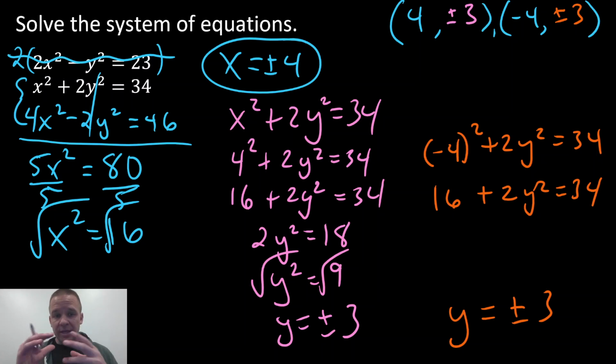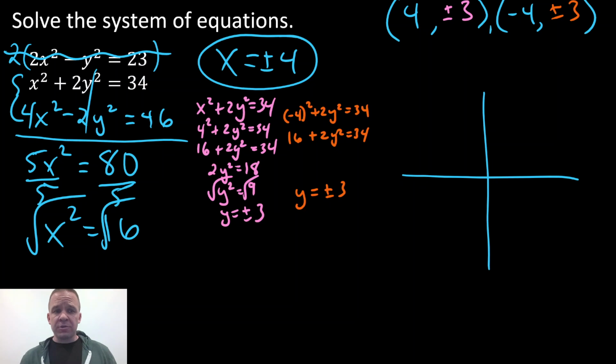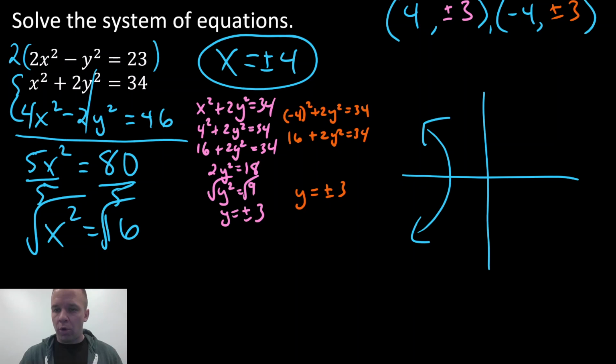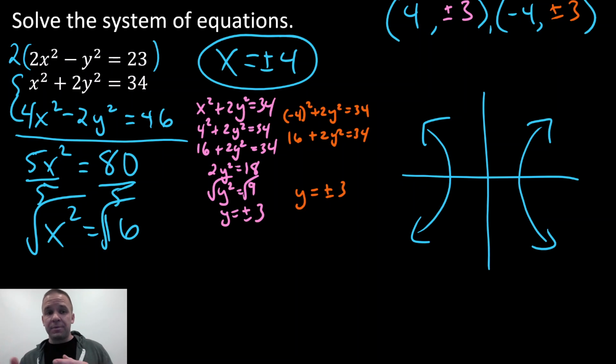I think it'd be helpful to take a look at what the general sketch of the graph would be. Now, the first graph there we said is a hyperbola, right? It's opening left and right because it has a positive x squared. I'm not even going to really get into the whole graph here and all the asymptotes. Just a rough sketch, okay? It's opening left and right. That's all we need.